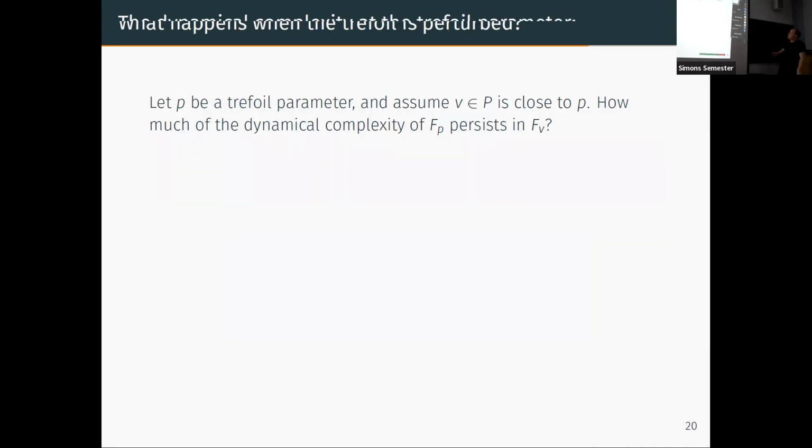Okay, so to conclude this talk, I would just like to say a few words about what happens when we perturb the trefoil, in particular, what happens when we disconnect the trefoil knot. After all, trefoil parameters and heteroclinic parameters in general often correspond to, at most, curves or a collection of curves in a three-dimensional parameter space. Therefore, we would like to ask what happens generically when we destroy the trefoil. What happens to the dynamics, and in particular, how much of the complexity at the trefoil parameter wears off on the nearby parameters in the parameter space?